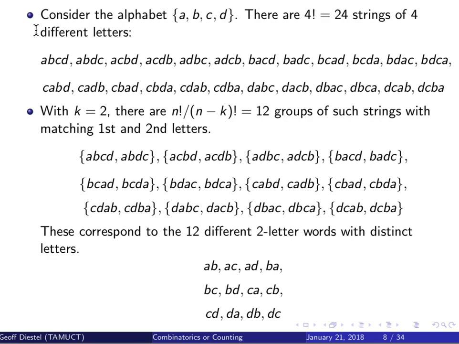So let's consider a smaller alphabet, just so we can see things a little bit easier. So we have an alphabet of 4 letters, A, B, C, and D. There are 4 factorial, or 24, different strings with different letters. So 4 different letters in them. I've listed them here.